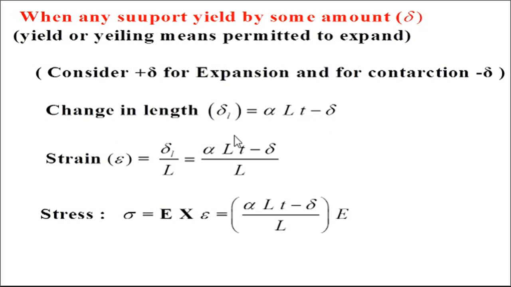And the change in length is alpha L into T minus delta. Then what will be the strain? Delta L upon L. So instead of delta L, you put this value here. It will be delta L upon L. Now stress, we know that it is E into epsilon. So epsilon is this above value, and E as it is. Okay. So in this way, when there is a yielding, you can use these equations. The same equations we have used in thermal stresses. Only everywhere here we have deducted minus delta. Okay. My delta is the yielding.